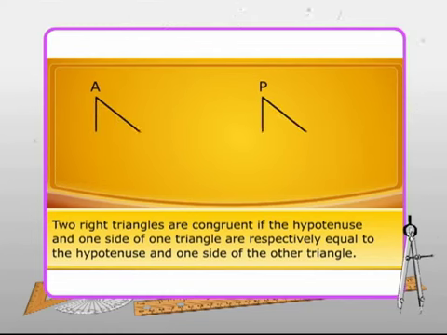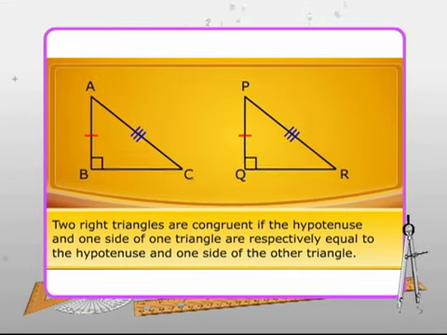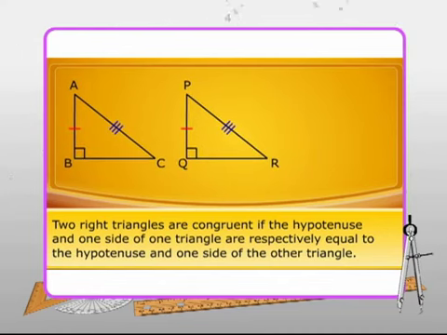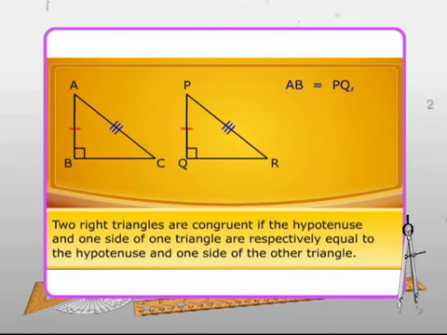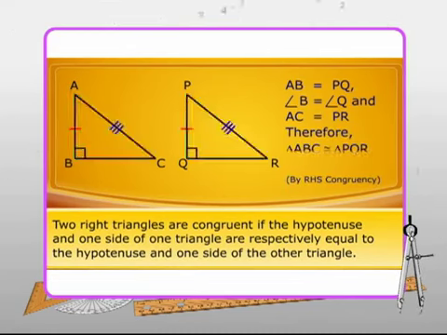Two right triangles are congruent by right angle hypotenuse side or RHS congruency condition, if the hypotenuse and a side of one triangle are respectively equal to the hypotenuse and corresponding side of the other triangle. In triangles ABC and PQR, AB is equal to PQ, angle B is equal to angle Q and AC is equal to PR. Therefore, by RHS congruency condition, triangle ABC is congruent to triangle PQR.